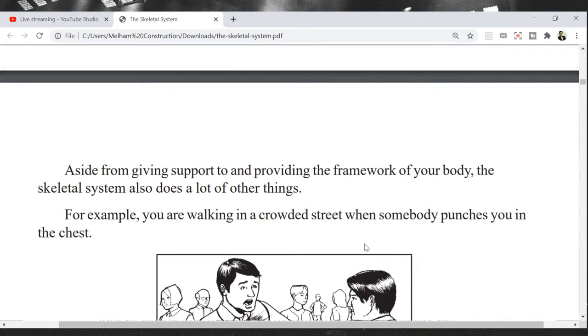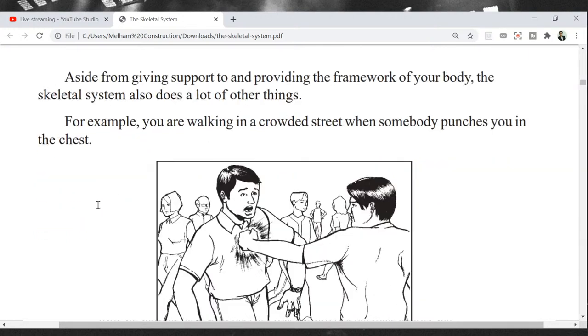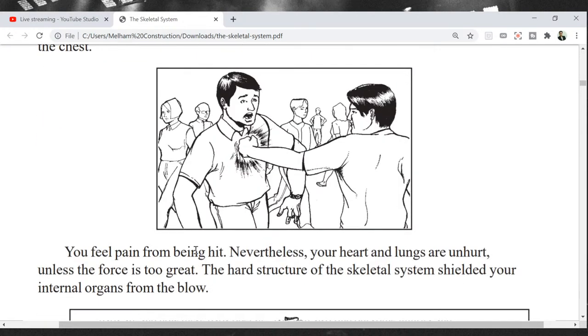So, aside from giving support to and providing the framework of your body, the skeletal system also does a lot of other things. For example, you are walking in a crowded street and somebody punched you in your chest. Sinuntok ka sa dibdib. You feel pain from being hit. Nevertheless, your heart and lungs are unhurt. Hindi naman direktang nasuntok yung puso mo, unless the force is too great na hindi na kayang isupport ng buto mo.